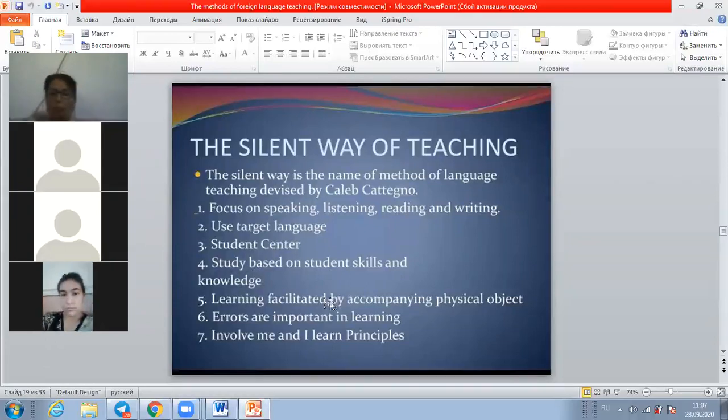Learning facilitated by accompanying physical objects. Teachers should facilitate the learners in order to get some information related to the subject. Errors are important in learning. Why do we say errors are important in learning? Because by analyzing their errors or mistakes and by working on their mistakes, students can learn effectively because they know what kind of mistakes he or she did. Involve me and I learn principles.